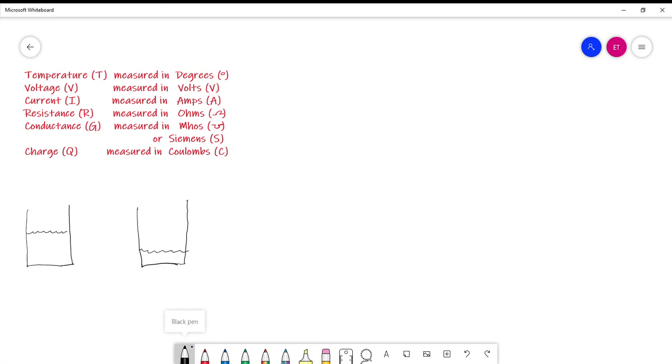Okay, in this video we're going to get the units all straightened out, the abbreviations, and then also look at Ohm's law. So let's start with something we're familiar with, like temperature. We could abbreviate it with a T, and the actual units we would use would be degrees, abbreviated with a little circle right here. So temperature T, measured in degrees, little circle.